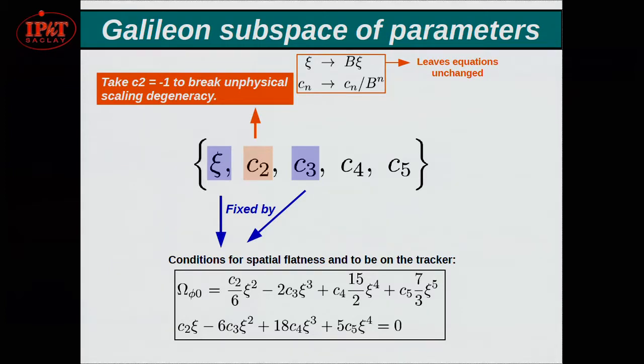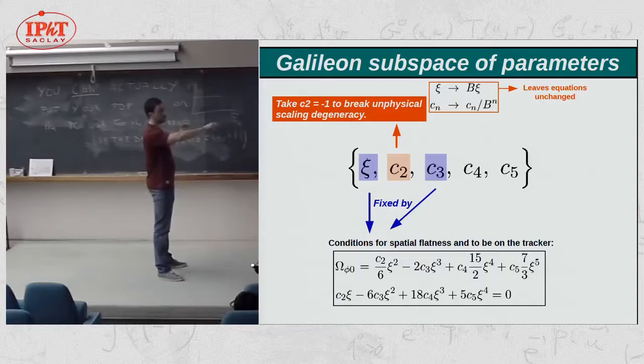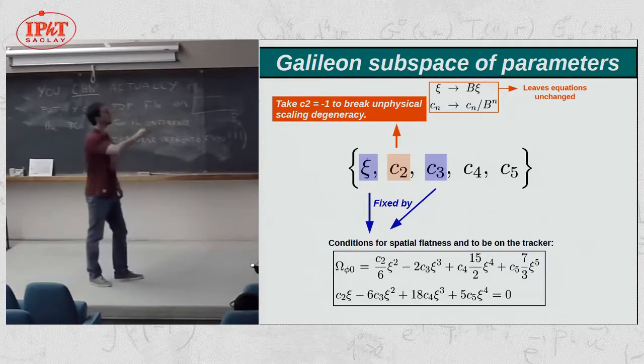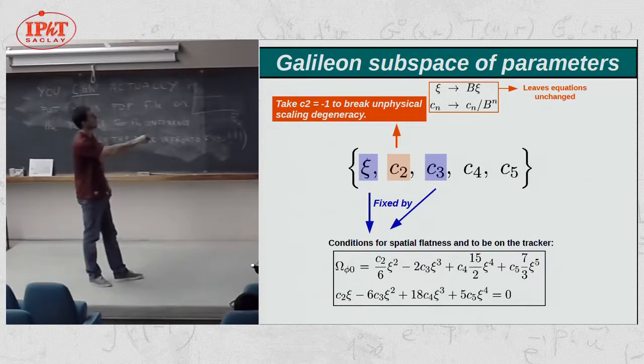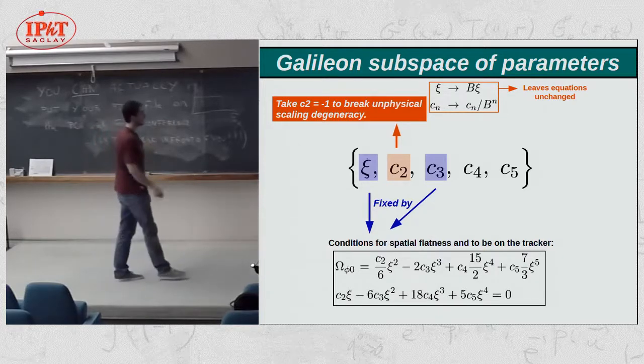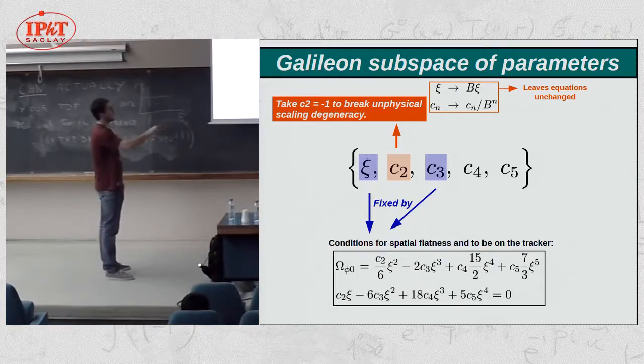So basically, these are too many constants. If you try to constrain this, it's illustrated here. If Xi goes to B times Xi and the c_n are divided by powers of B, where B is a constant, this doesn't change the equation.